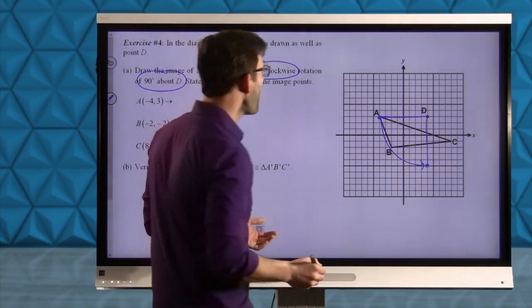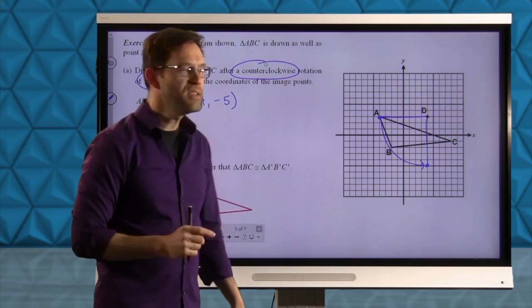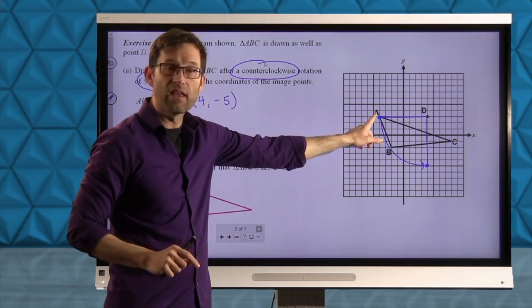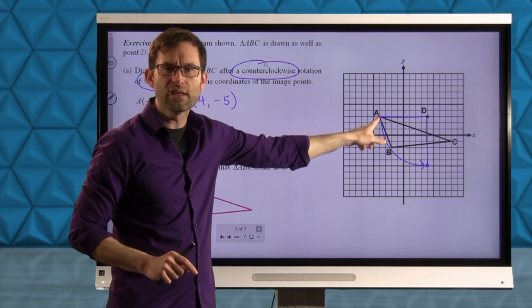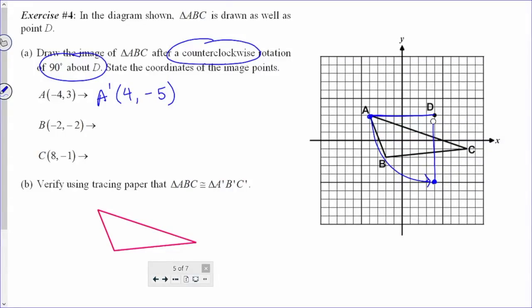So in fact, it looks like A prime would end up being at 4, -5. Now that one's pretty easy because A is literally to the left of D by 8 units, so it's easy to just rotate it down to here. So how do we do it more generally?